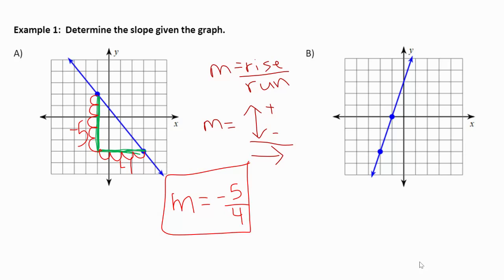Same for the one on the left. I'm going to move either up or down. In this case, I'm moving up and over. So I'm moving up 3 over 1. So my slope is going to be 3 over 1, or I would write it as 3.